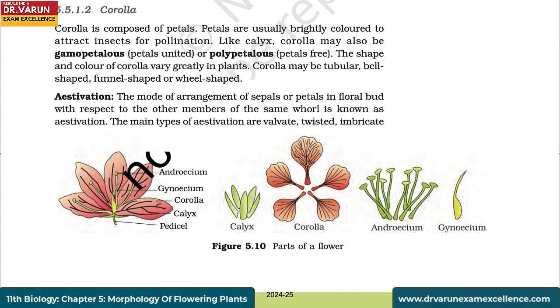Estivation. The mode of arrangement of sepals or petals in floral bud with respect to the other members of the same whorl is known as estivation.